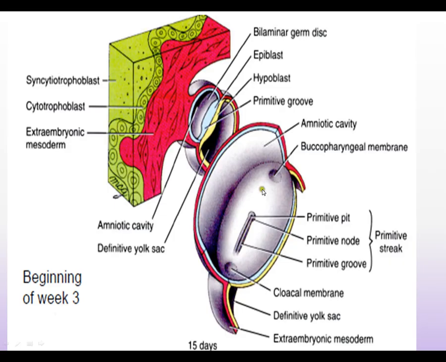These are the buccopharyngeal or the prechordal membrane, and the area on the caudal part of the region, called the cloacal membrane. Appearance of these two areas defines the embryonic disc into two axes, the cranial and the caudal axis. The appearance of the primitive streak on the dorsal aspect identifies the ventral part and the dorsal part, and the right and the left half of the embryonic disc.